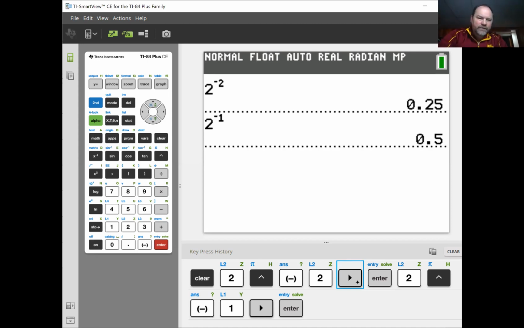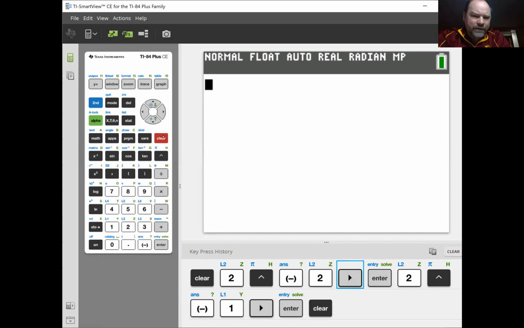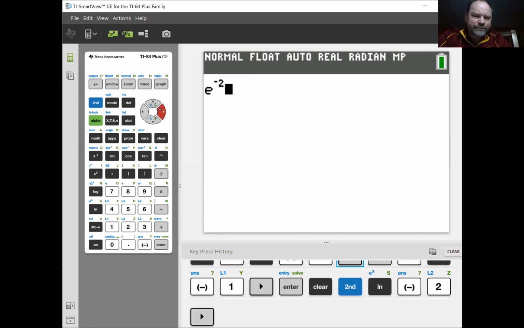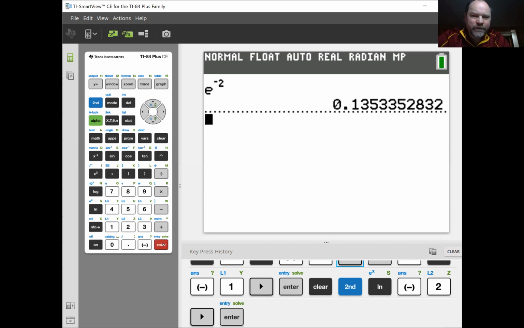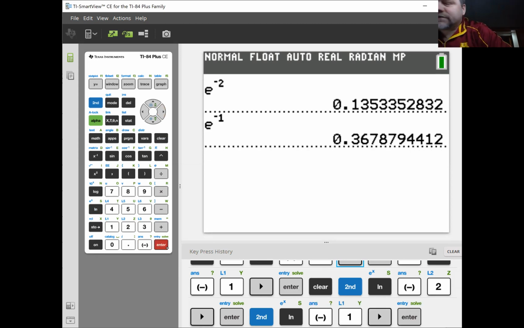So I'm going to clear this, and we'll do e. So that's e to the negative second, using the LN button on the Texas Instruments calculators. Again, you may need parentheses around that exponent on your calculator. And that's about 0.14. Now we want e to the negative first, and that's about 0.37.